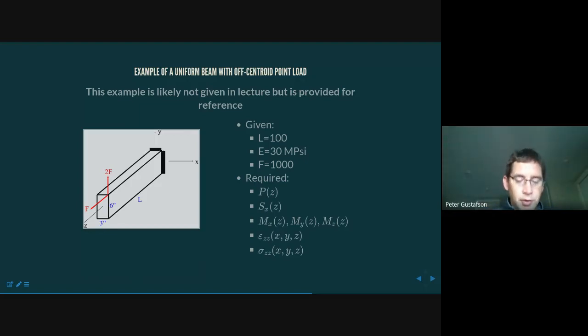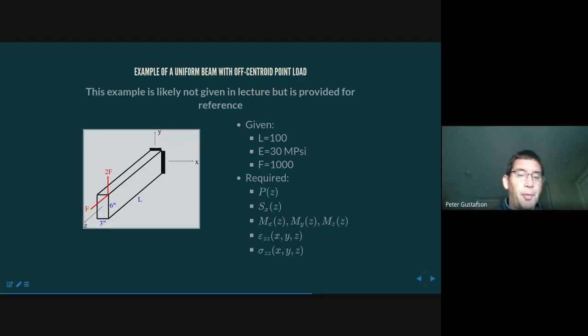Now, on this slide it said this example is likely not going to be given in lecture. I decided to give it to you this year because I feel like we're okay on time and it's worth going through a second example because these beam theory calculations are actually pretty important to our understanding of structural mechanics. They show up very frequently in aircraft structures and spacecraft structures. So we'll go ahead and do this example.